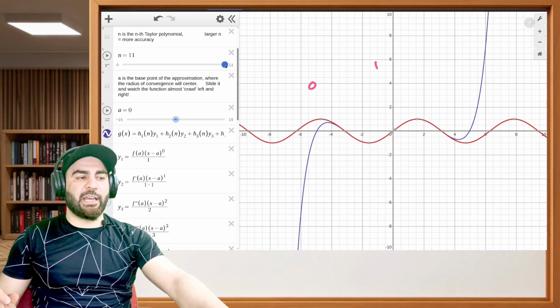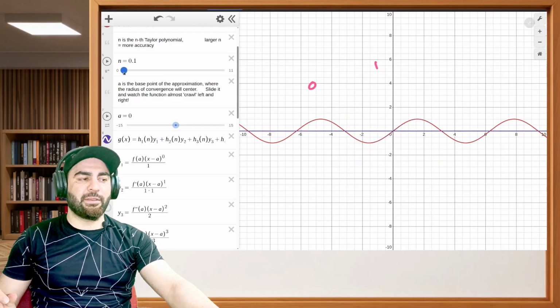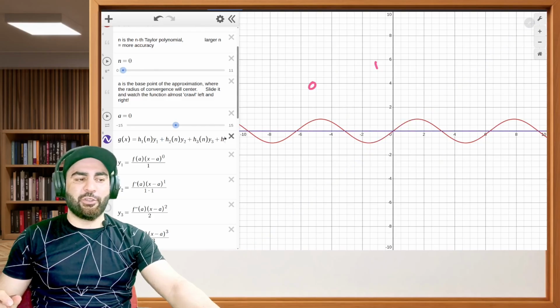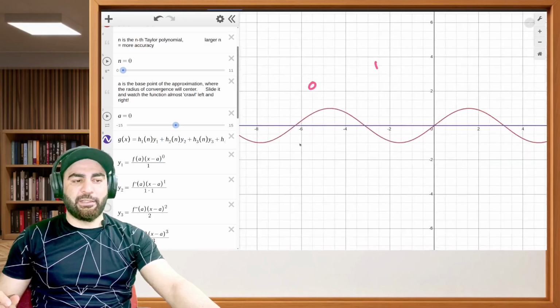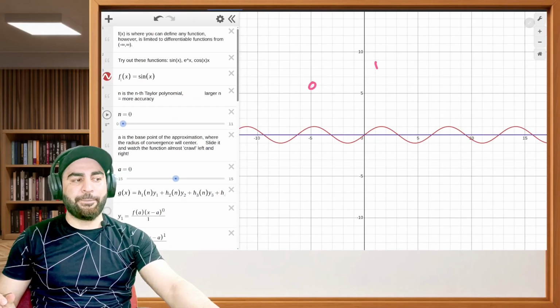So I should reduce the n. I don't want to take 11 terms. Let's suppose I want to take some 2-3 terms. Let's maybe initially start with 0 terms. I don't take anything, so you'll see that nothing is getting approximated. There is no approximation. This is the function we are starting with, f of sine x.